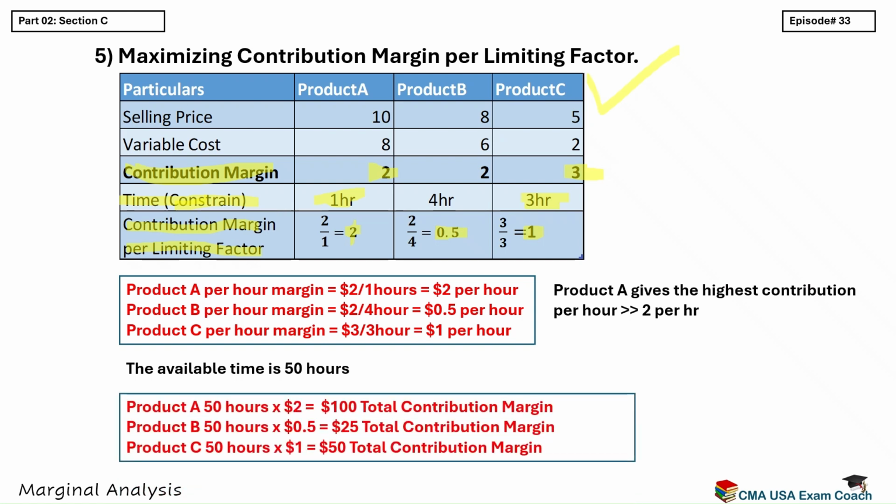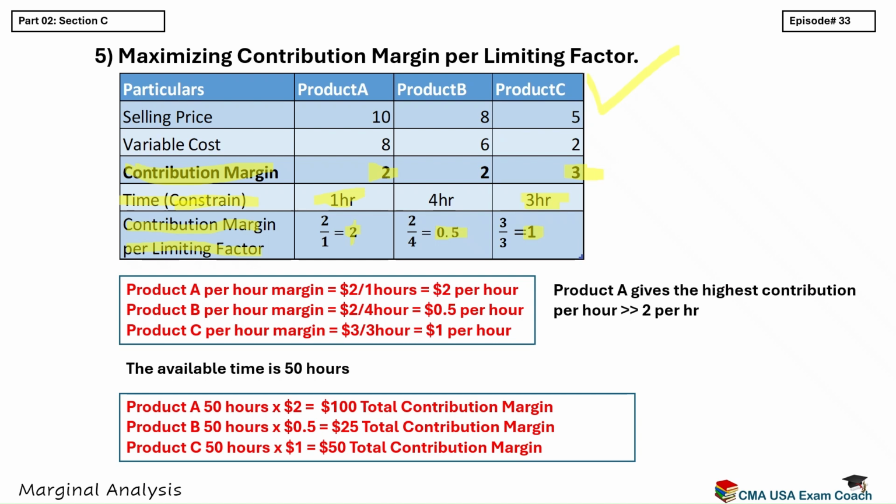Product A gives us $2 contribution per hour. So if we dedicate all 50 hours to Product A, we get 50 hours times $2 per hour equals $100 total contribution. Now, what if we use the 50 hours for Product B? Product B gives only $0.5 per hour, so 50 hours times 0.5 equals $25 total contribution. And now for Product C. Product C gives $1 per hour, so 50 hours times 1 equals $50 total contribution.